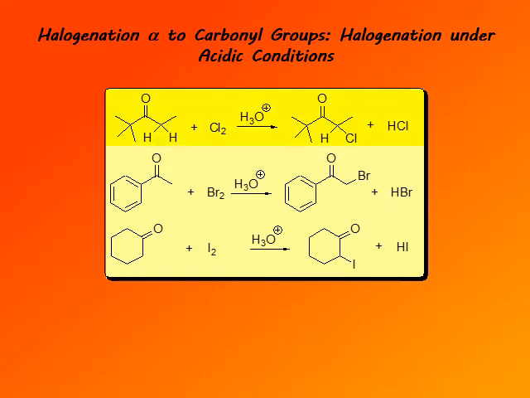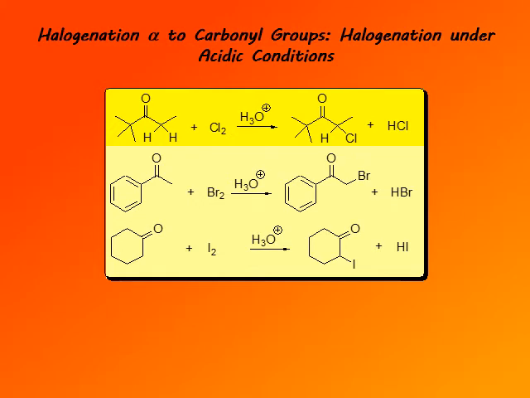Under acidic conditions, only monohalogenation occurs. That means only one of the alpha hydrogens can be substituted, and then the reaction stops. That's because the product is much less reactive compared to the starting material. So the product, the alpha-halo carbonyl compound, is much less reactive compared to the starting carbonyl compound, and it won't react again. The byproduct is a molecule of the corresponding hydrohalic acid.